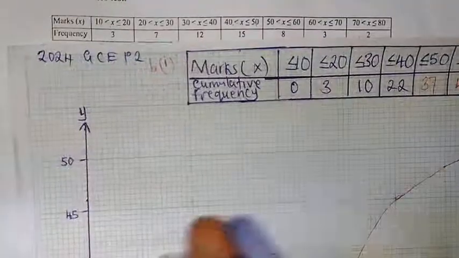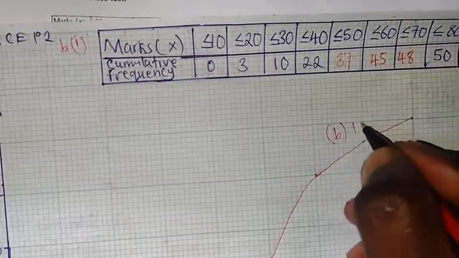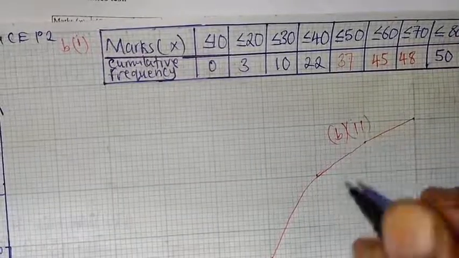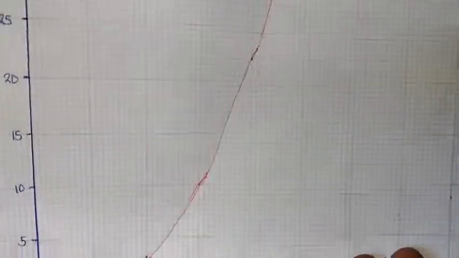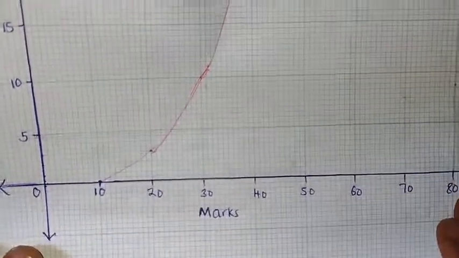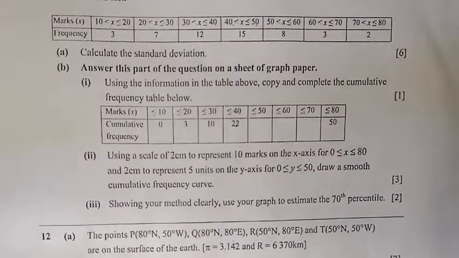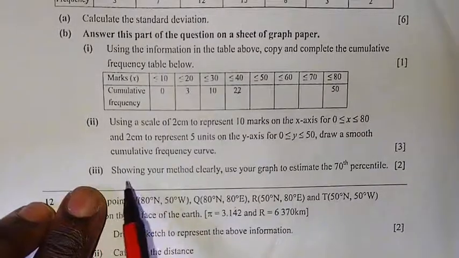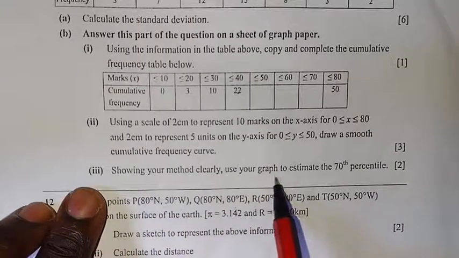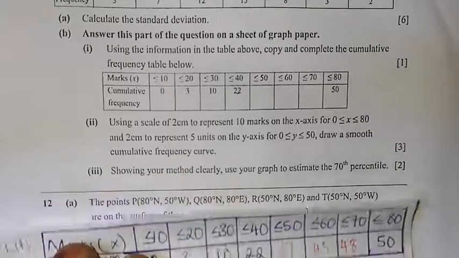So you even indicate this question, that is for question B2. This is our curve. As you can see, this is our curve. Nicely done. Then from here we have answered this question 2. Let us just answer our question 3 right here. Showing your method clearly, use your graph to estimate the 70th percentile. So this is question 3.